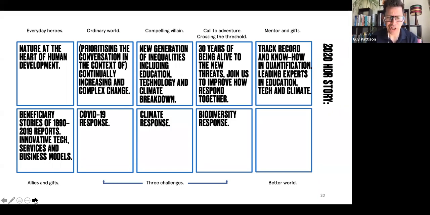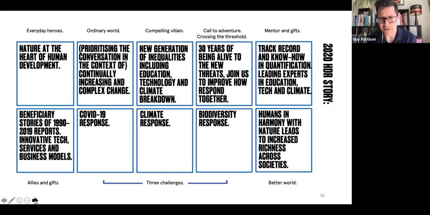In terms of the challenges, this is where we're shifting the indicators out and putting the real world in. COVID-19, the response to climate, and the response to biodiversity breakdown are three distinct but overlapping and pressing challenges that need to be tackled. But once tackled, the better world that we're working towards that needs to inspire people is humans in harmony with nature, leading to increased richness across societies, leading to healthier systems, healthier values. It'll allow us to defeat the villain and overcome those three challenges.